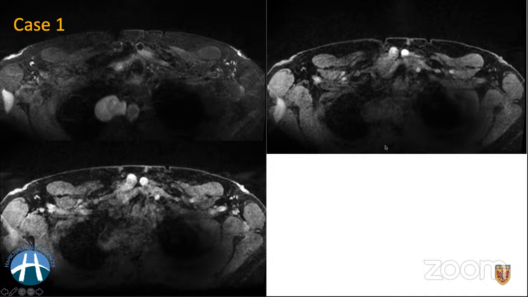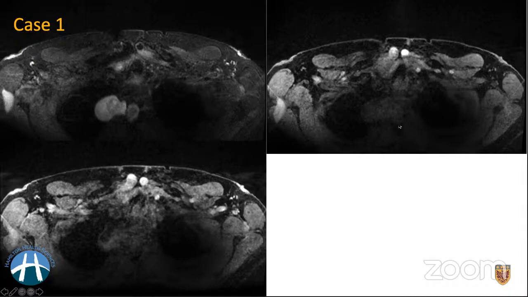Then this was the part of the dynamic post-contrast examination. This is the first minute phase. If you're aware, in breast MRI we do a pre-contrast series followed by 5 post-contrast imaging series, each at every minute. And that is how you calculate your time intensity curves. So this is the first minute post-contrast image.